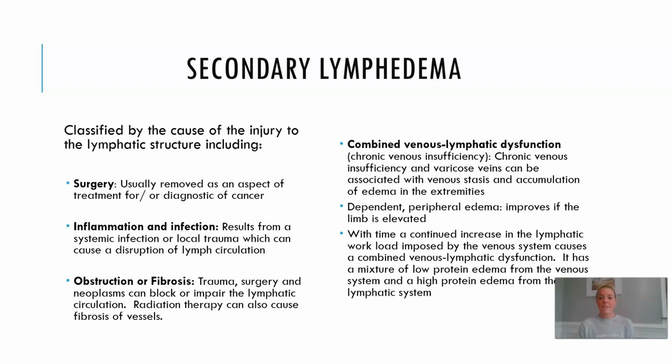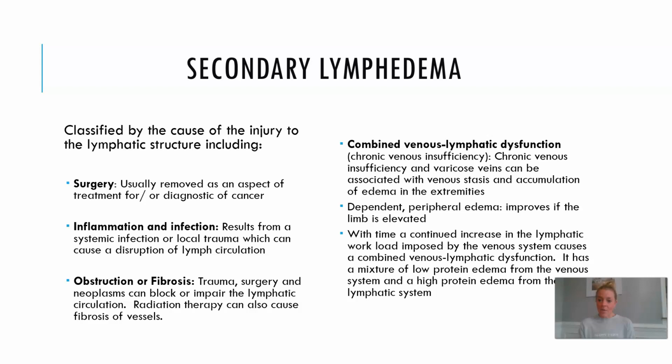There's also combined venous lymphatic dysfunction. This is typically seen along with chronic venous insufficiency, which I think you guys have talked about before as well. So we're not going to get too much into that. But with the venous insufficiency, we start to see the swelling in the lower legs. The veins are not working as they should, returning blood as they should. So it starts to pool in the lower legs. We start to see swelling and edema start to form there.